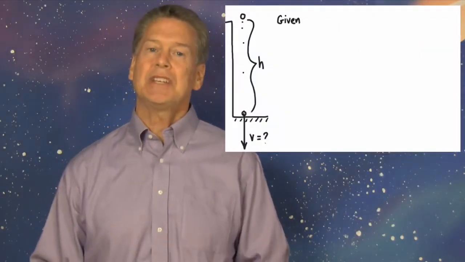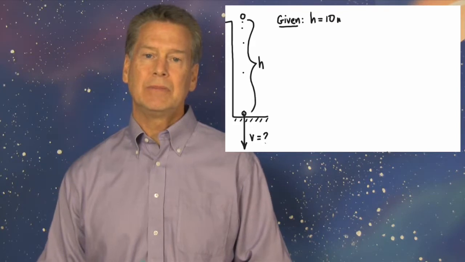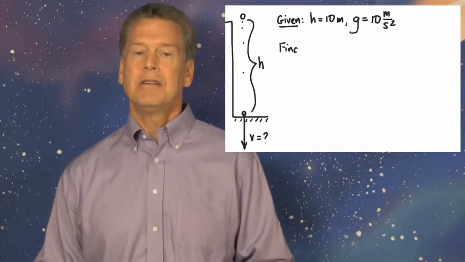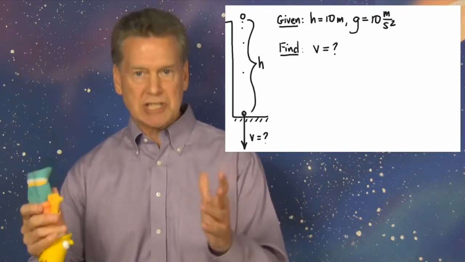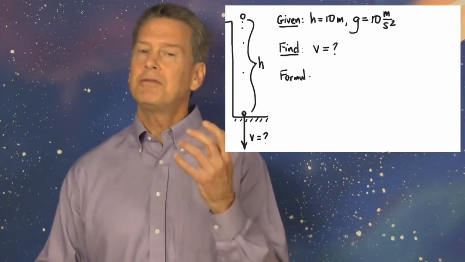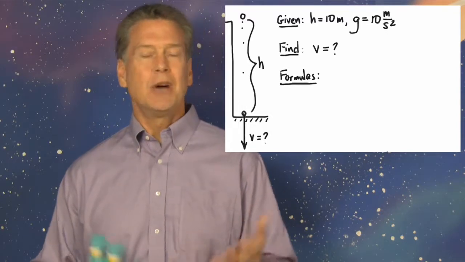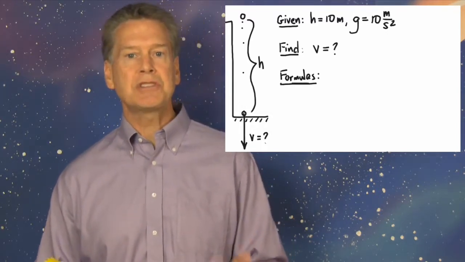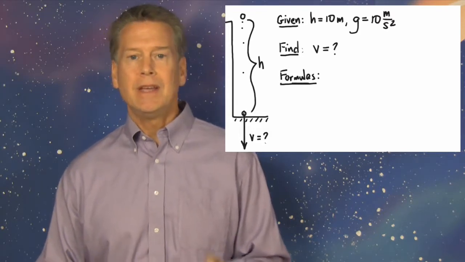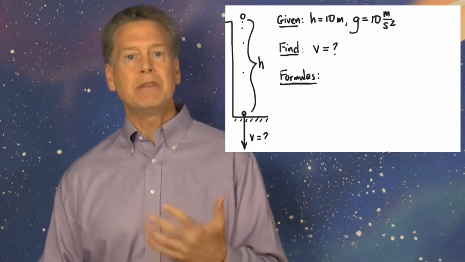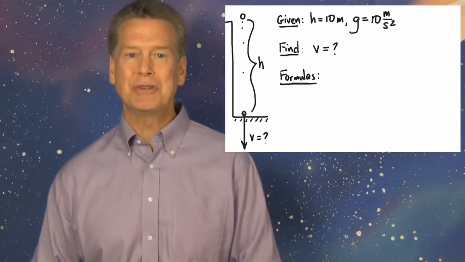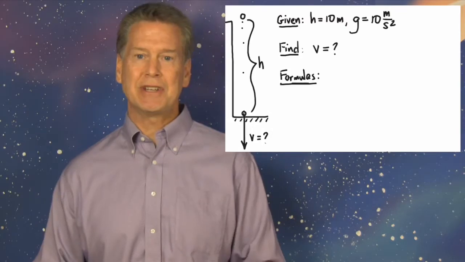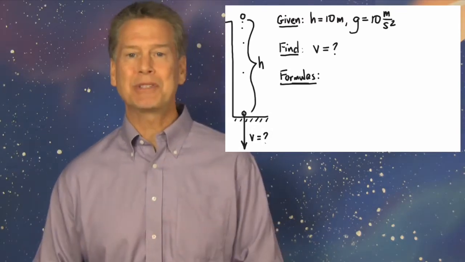Given h equals 10 meters, g equals 10 meters per second squared, find v equals what just before impact? Formulas. What formulas, what laws and definitions of physics should we use to solve this problem? This is often the hardest part of a physics problem. What approach should we use? Here, since we're learning about energy conservation, that would seem to be the obvious approach.